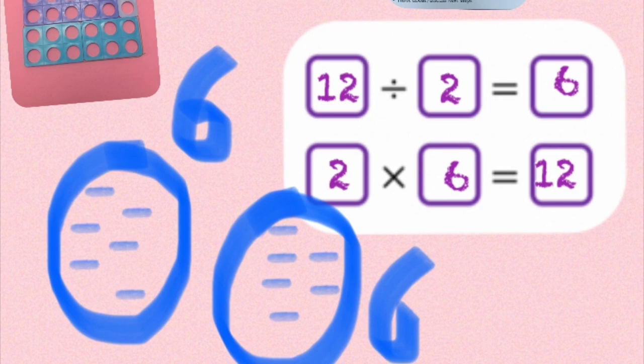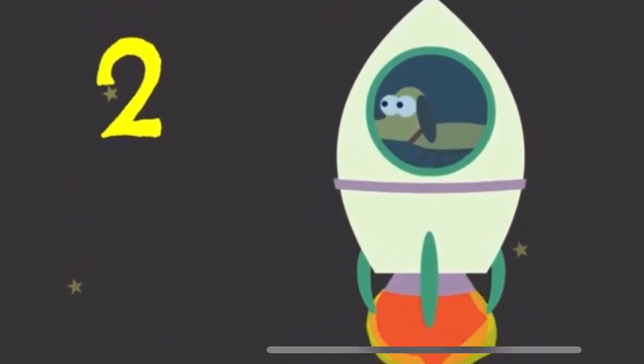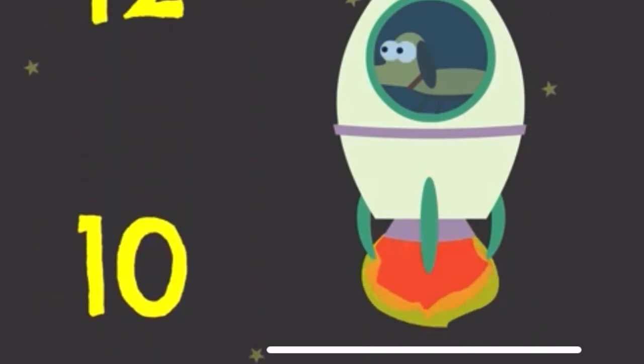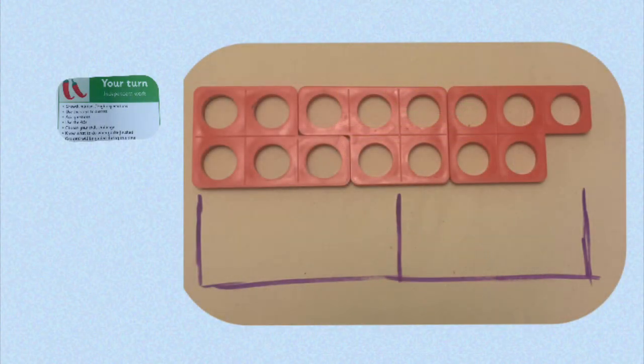But we can also count in our 2's to solve this. Let's do that. 2, 4, 6, 8, 10, 12. Now have a look at this one. It's another your turn. Let's see what the number at the top is together.